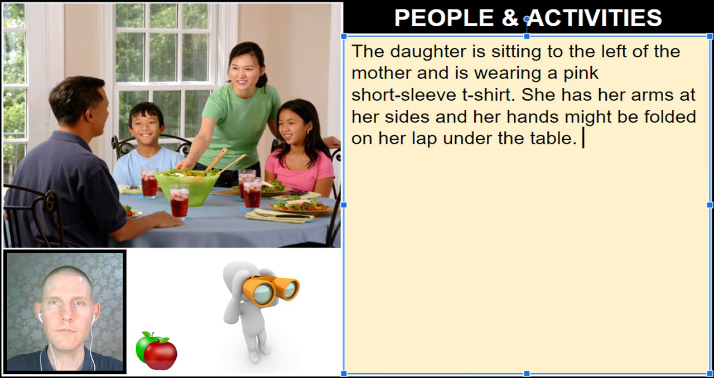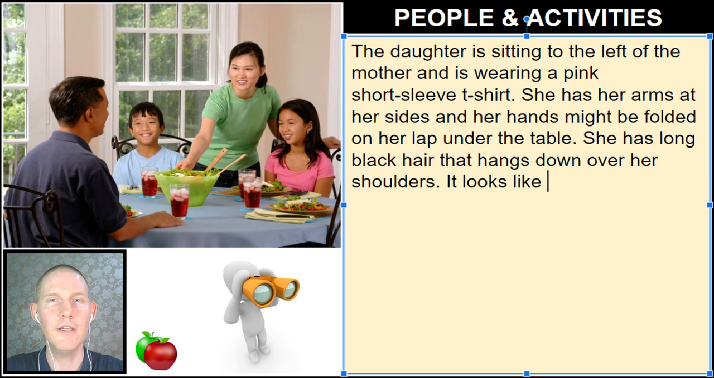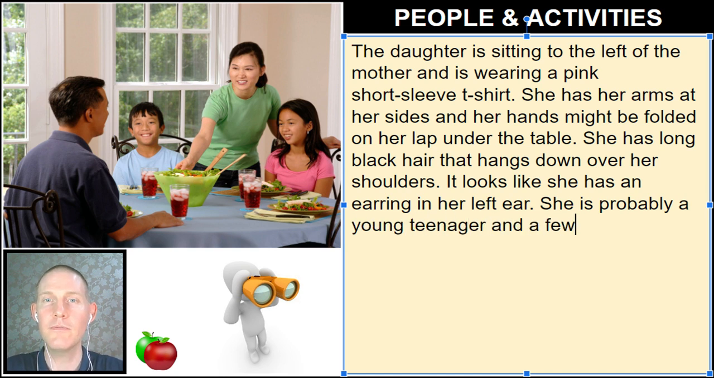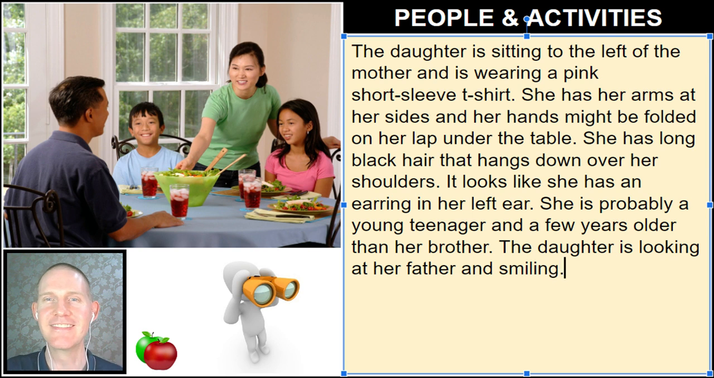Okay, let's see. She, once again, it's the daughter now, has long black hair that hangs down over her shoulders. It looks like she has an earring in her left ear. She is probably a young teenager and a few years older than her brother. The daughter is looking at her father and smiling.